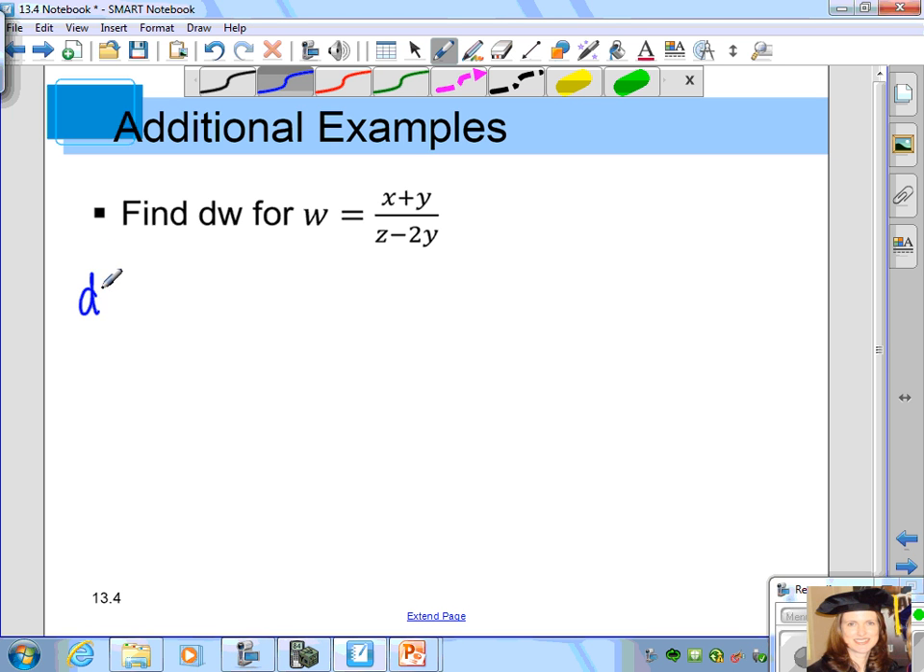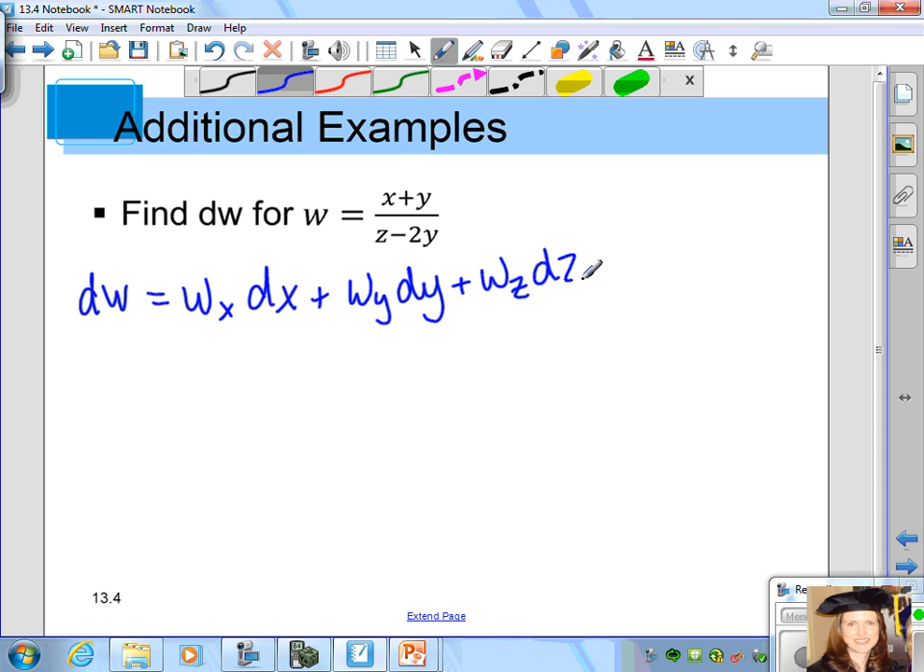Our dw is equal to the partial of w with respect to x, I'm going to use this subscript notation, times dx, plus the partial derivative of w with respect to y, times dy, plus the partial derivative of w with respect to z, times dz. So we have those three parts.